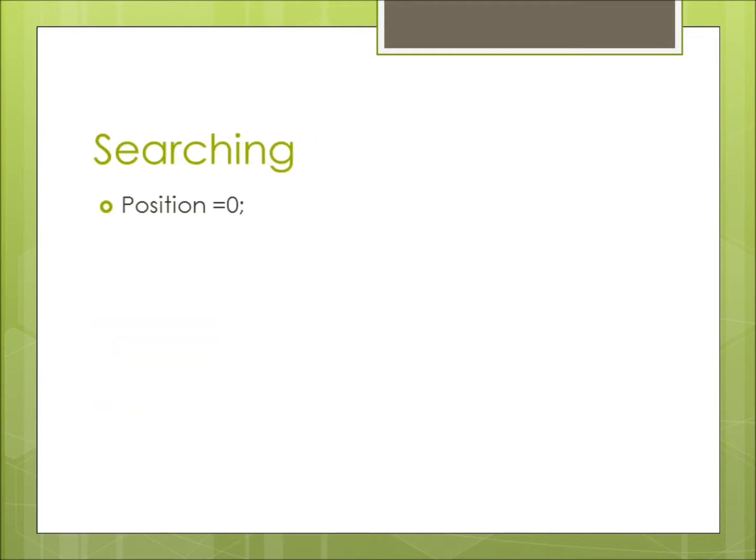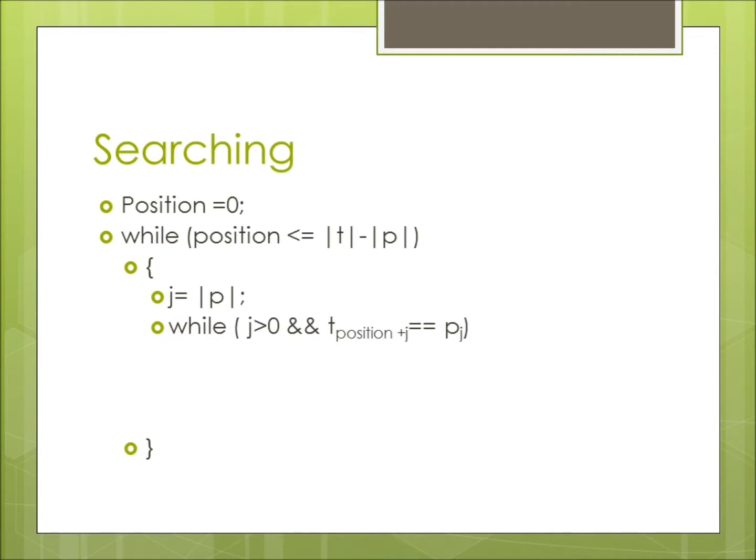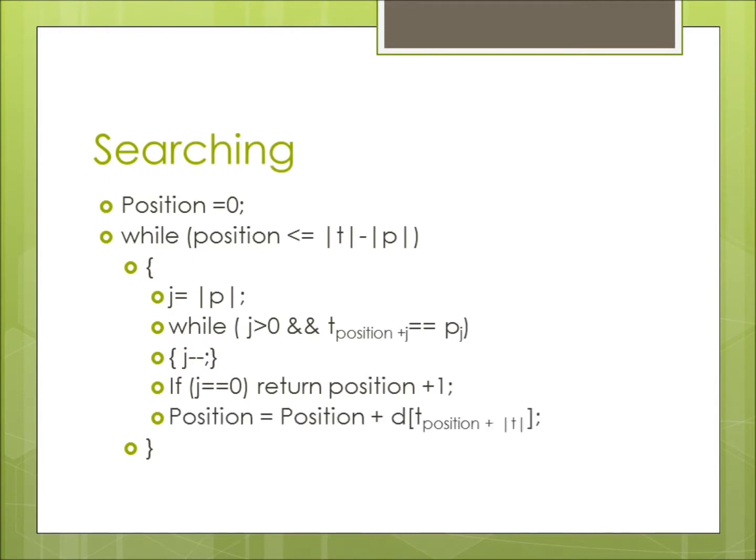So now that we have the prefix table, how do we search through the text? First, position is set to 0. While there is still string to search through, we set J to the length of the pattern. While the letters in the pattern match the letters in the string, decrease J. If J is equal to 0, then the pattern is in the text, and so we have found it. Else, we increase the position based on the prefix table.